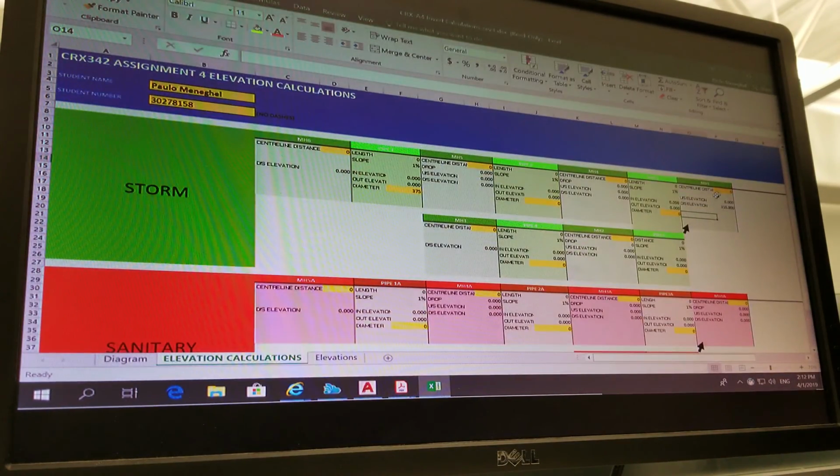So look what I'm going to do here. The center line, this one I'm going to put after. Now the upstream elevation is going to be this one over here plus the 0.15. So how much is 310.8 plus 0.15?